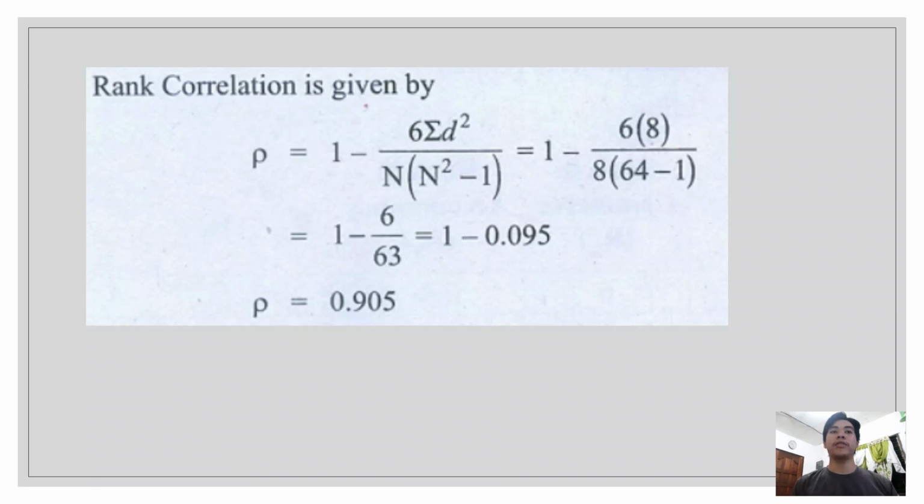1 minus 6 over 63, we already reduced the equation here. Then 6 over 63 is 0.095. Then subtract it from 1. Then our rho is equal to 0.905. And this is our Spearman rank correlation of the given data earlier.